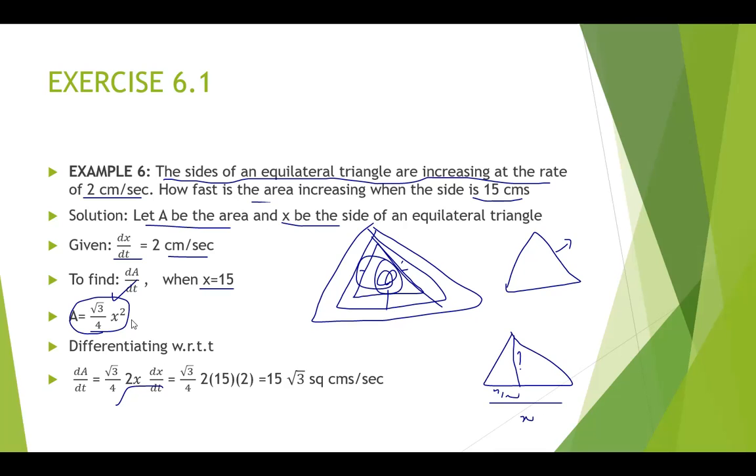Now, differentiating with respect to t, I get dA by dt is root 3 by 4 is a constant. Derivative of x square is 2x into dx upon dt. The length of the side of an equilateral triangle x is 15 centimeters and the sides are increasing at the rate of 2 centimeters per second, they told. We'll substitute and simplify, we'll get 15 root 3. Since it is dA by dt, I will write the unit as square centimeters per second. I hope you have understood.